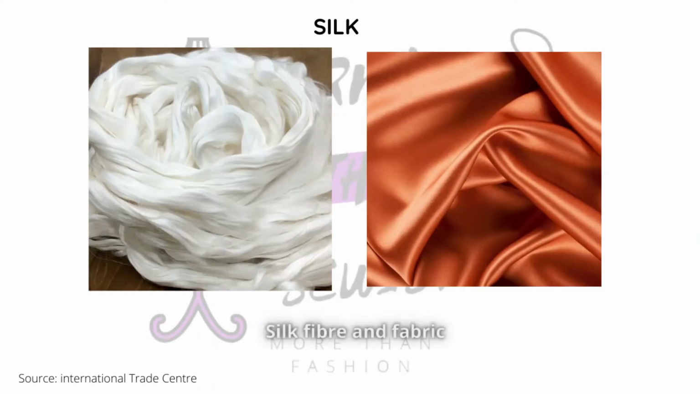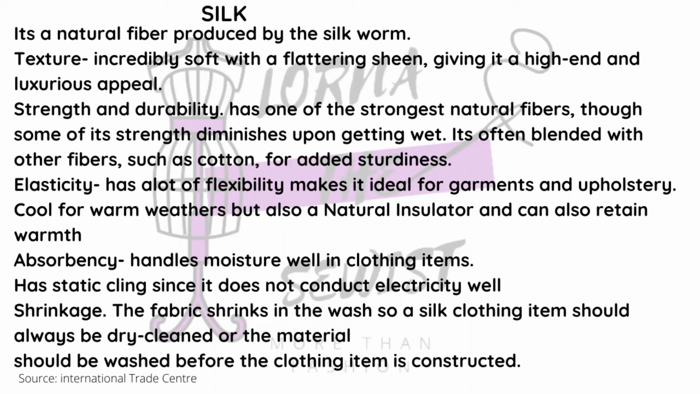Then there is silk, and silk comes from the silkworm, and it's incredibly soft and shiny, and it's very high end and lustrous because of the process of how it's produced. It is very strong, but it really diminishes in strength when it's wet. So most times you are told you need to dry clean the fabric, do not wash it. It has a lot of flexibility and elasticity, and it's very absorbent, and it shrinks when it's washed, which is why it's dry cleaned.